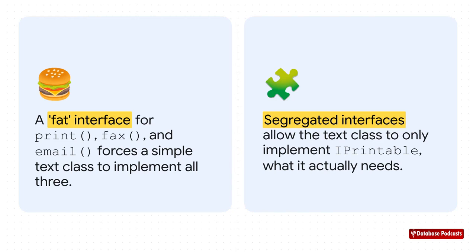So with that fat interface on the left, our simple text class has to implement methods for fax and email, probably with empty code blocks, which is just messy. But by segregating them, like on the right, our class can just implement IPrintable. That's it. The code is cleaner, it's more honest, and its purpose is crystal clear.